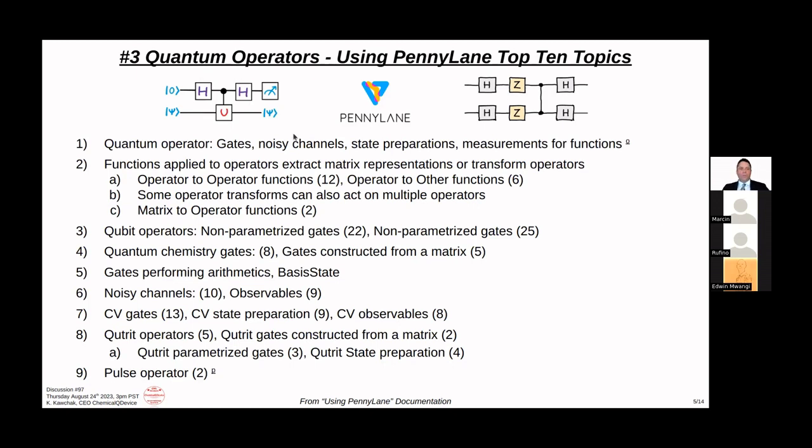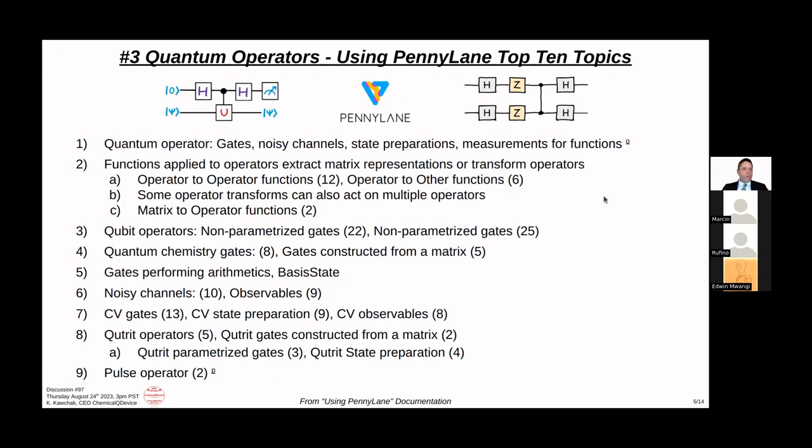Quantum operators refers to gates, noisy channels, state preparations, measurements for functions. So these above here, the Hadamard gates, this is a unitary gate on the left circuit there. These are sketches. These are not printouts. They have a certain effect you might like. So you see on the right, you have 2 Hadamards, 2 Z's, a control Z, and then 2 more Hadamards as well.